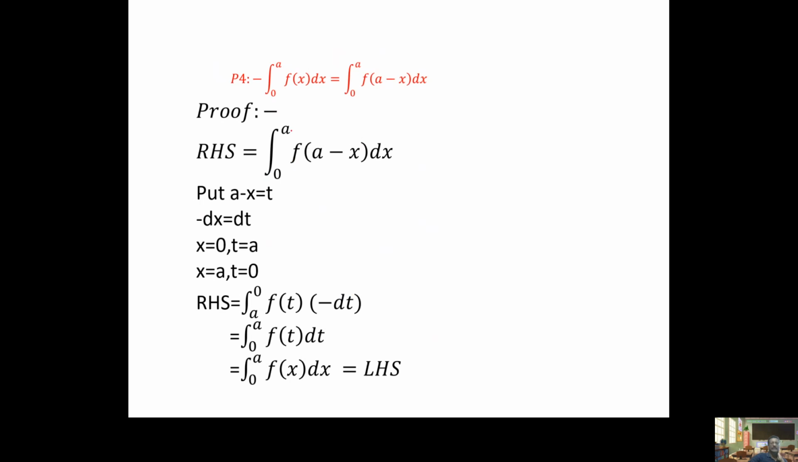Now, the integral from 0 to a of f(x) dx is the integral from 0 to a of f(a minus x) dx. Actually, it is an extension of the previous property. The integral from 0 to a of f(a minus x) dx. Same as the previous property. Put t is equal to a minus x. So minus dx is dt. When x is equal to 0, t is equal to a. When x is equal to a, t is equal to 0. So the integral from a to 0 of f(t) into minus dt. Due to this minus effect, this becomes the integral from 0 to a of f(t) dt. But it is independent of the variable. So you can write the integral from 0 to a of f(t) dt is equal to the integral from 0 to a of f(x) dx.